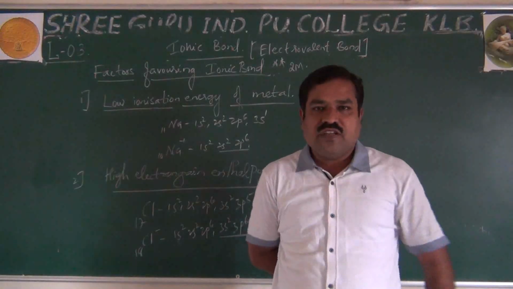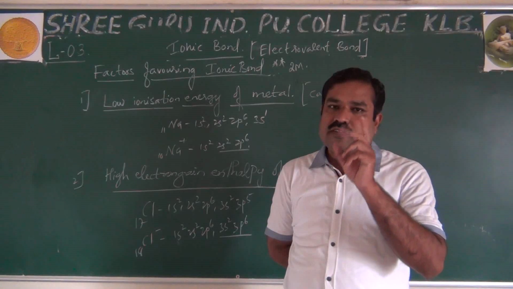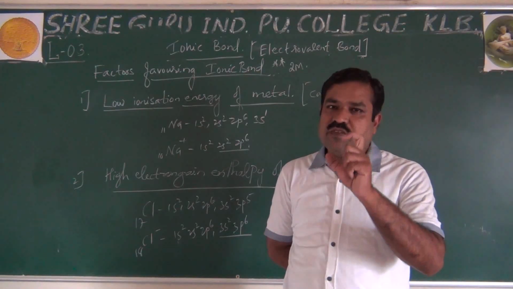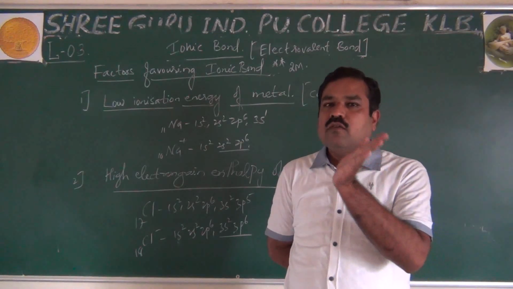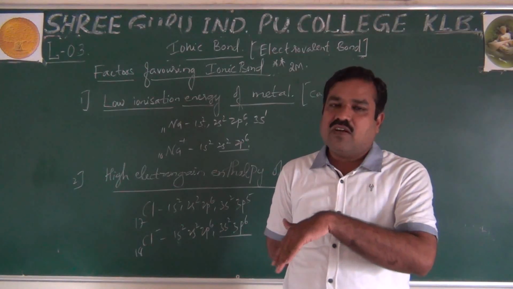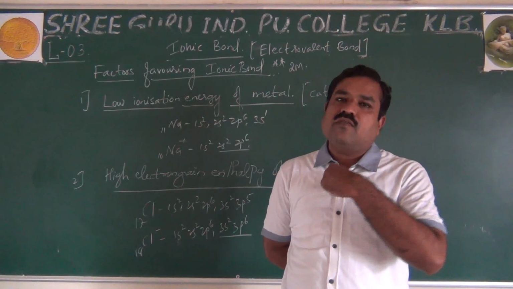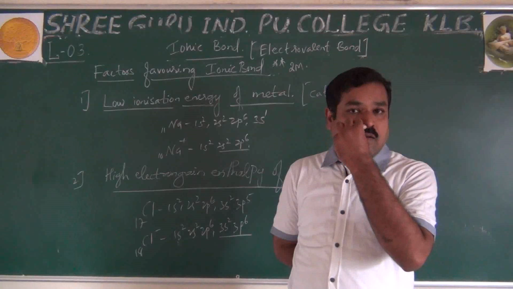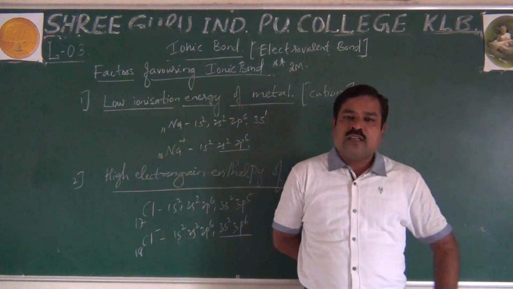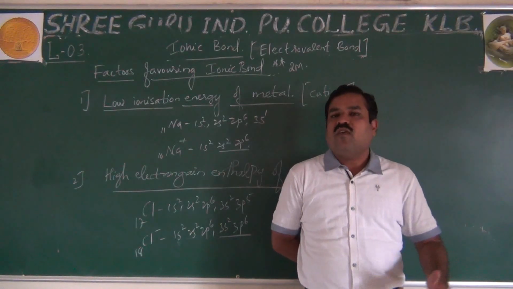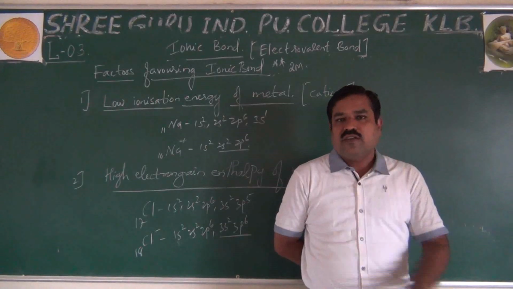What I covered today: definition of ionic bond. What is an ionic bond, students? It is a type of bond which is formed by complete transfer of an electron from the most electropositive element to the most electronegative element. Or else, the bond formed by complete transfer of an electron or a pair of electrons from one atom to another atom. The bond which is formed by force of attraction between oppositely charged ions is called an ionic bond.